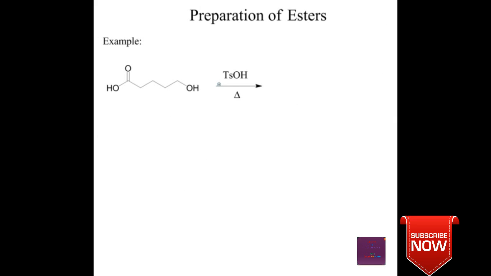Let's see if we can predict a product. If I were to take this molecule that has a carboxylic acid and an alcohol in the same structure and treat it with some acid. Remember, tosic acid is just like sulfuric acid. It's just organic soluble. And we throw that in with some heat. What reaction can happen here? Well, let's look for a nucleophile. Let's look for an electrophile. I see my carbonyl. That's going to be an electrophile. This is going to be my leaving group that gets displaced. And where's my nucleophile? This oxygen is going to be my nucleophile.